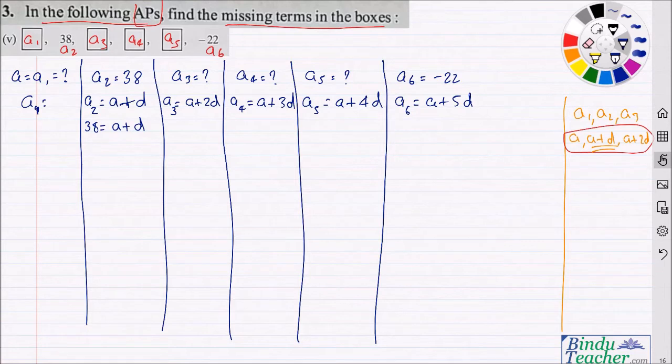Now A3, we don't know the value. So we'll write A3 equal to A plus 2D, or actually let's not write anything because we do not know the value of A3 or A or D, right? Similarly, we do not know the value of A4, A5. Okay, and we will jump to the last equation, which is A6. Here in A6, we know the value of A6. It's actually minus 22 as per the question. So we can write minus 22 equal to A plus 5D.